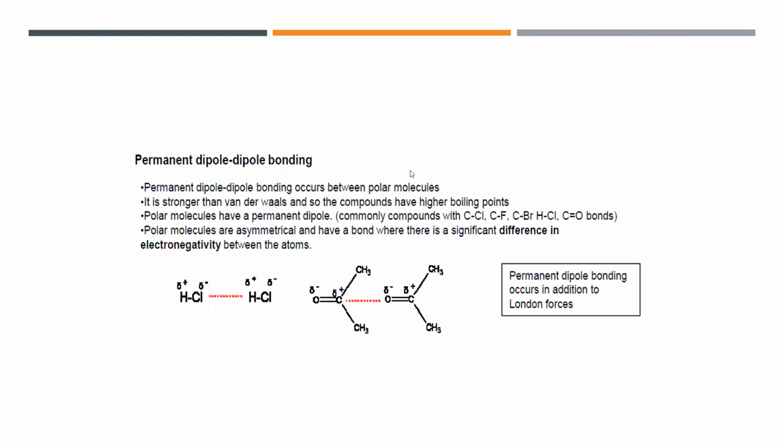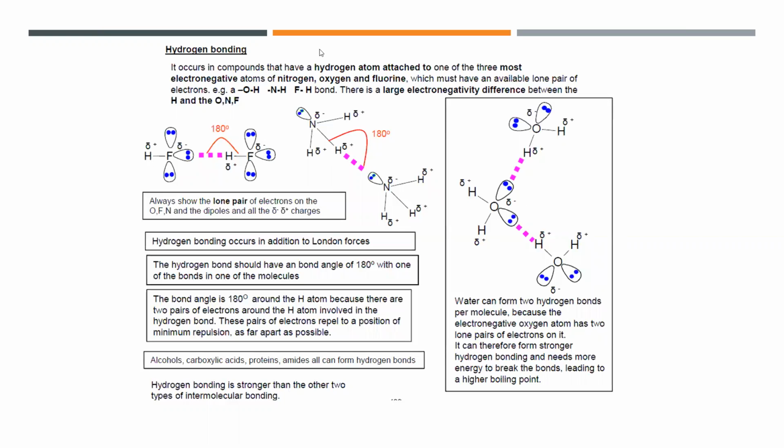When hydrogen forms a bond with more electronegative elements such as oxygen, nitrogen, or fluorine, it appears that hydrogen almost lost its electron to the more electronegative element. So the hydrogen is attracted towards another molecule's lone pair, and this attraction is known as hydrogen bond, and the bond angle is always 180 degrees.